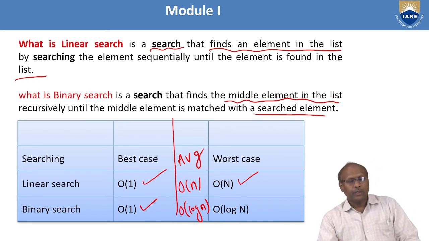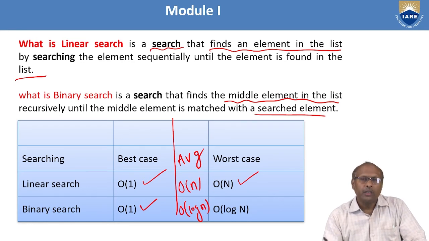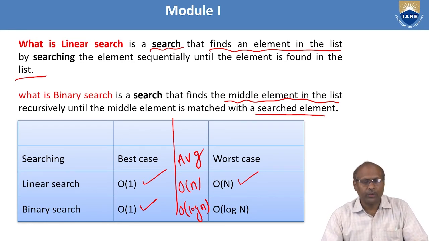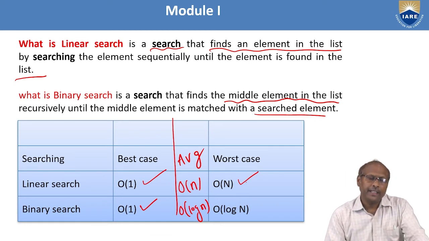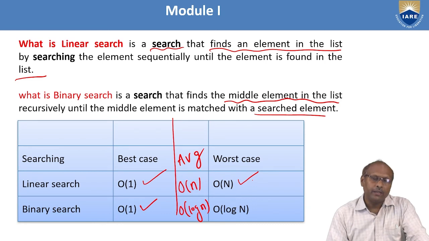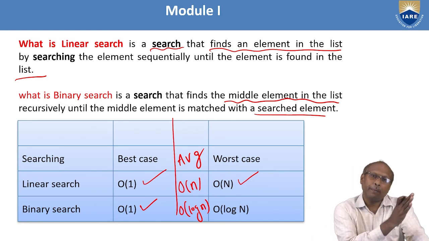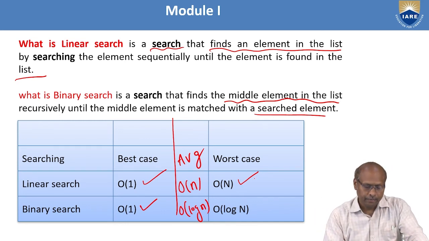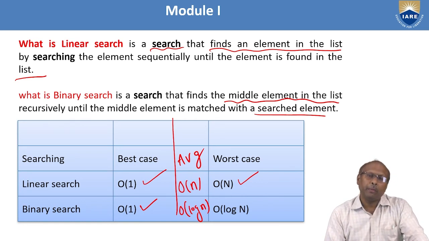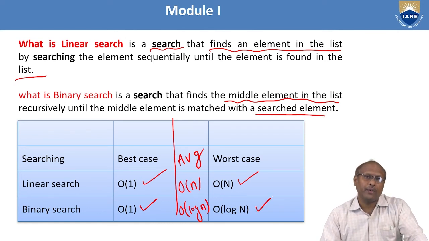Because sometimes they will ask, what is the time complexity of linear search in the best case? Then you should say order of 1. Most of the time in exams, they will ask this question. What is the time complexity of linear search in the worst case? Generally, if the element is available at the end, or if the element is not found at all, it keeps on searching from beginning till end. So that is order of n. Similarly, in binary search also, if the element is not found, you keep on searching till the end. In that case, the time complexity is order of log n.